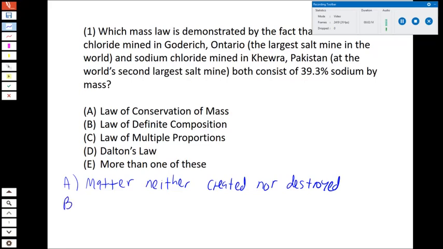The second choice is law of definite composition. Law of definite composition deals with a single substance, so one substance, a given substance, singular, and that each given substance will have a specific mass ratio of elements. A given substance has a specific mass ratio of the elements.